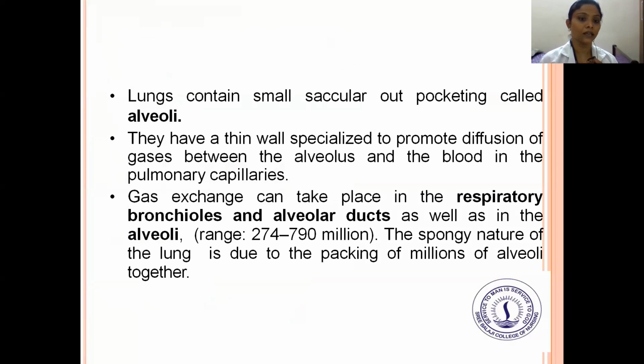So next, lungs. The lungs contain small saccular outpocketings called alveoli. They have a thin wall specialized to promote diffusion of gas between the alveolus and the blood in the pulmonary capillaries. Gas exchange can take place in the respiratory bronchioles and alveolar ducts as well as in the alveoli, the number of which ranges between 274 to 790 million. The spongy nature of the lung is due to the packing of millions of alveoli together.